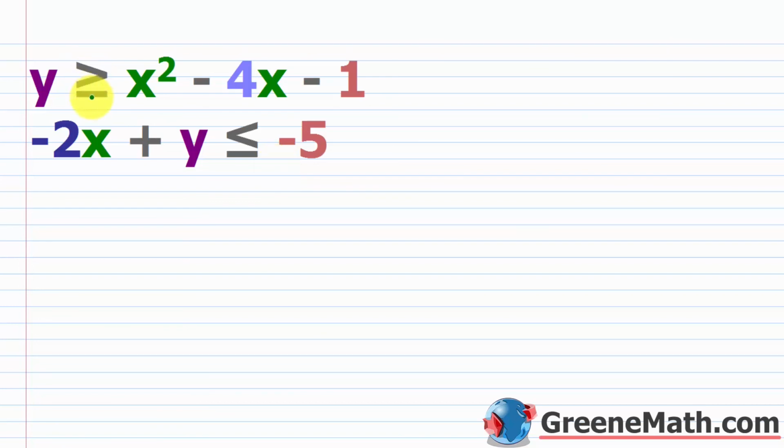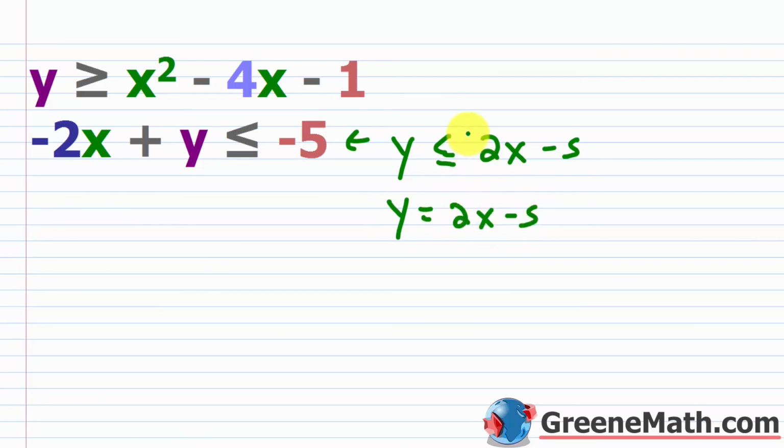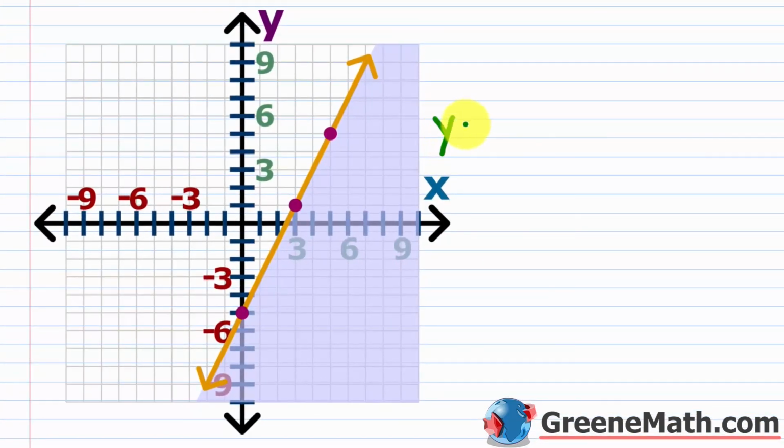So we have y is greater than or equal to x squared minus 4x minus 1. We have negative 2x plus y is less than or equal to negative 5. For this one, it's very easy. We would just solve it for y. So y is less than or equal to, you add 2x to both sides, so 2x minus 5. Your boundary line is y equals 2x minus 5, and it's solid because this is non-strict. So we would graph this and shade below, because y is less than or equal to. So this is the graph of the boundary line y equals 2x minus 5.